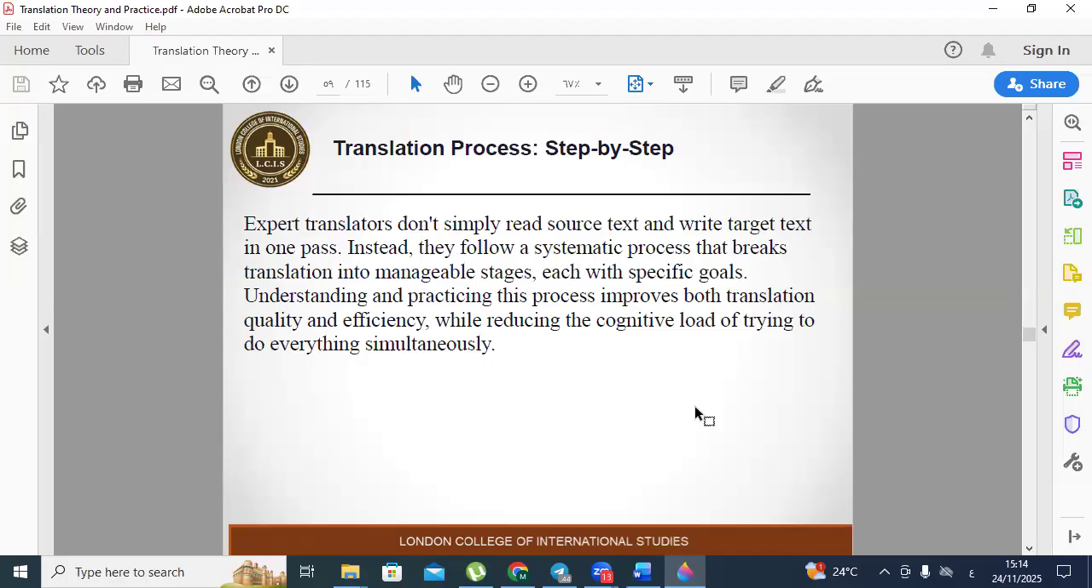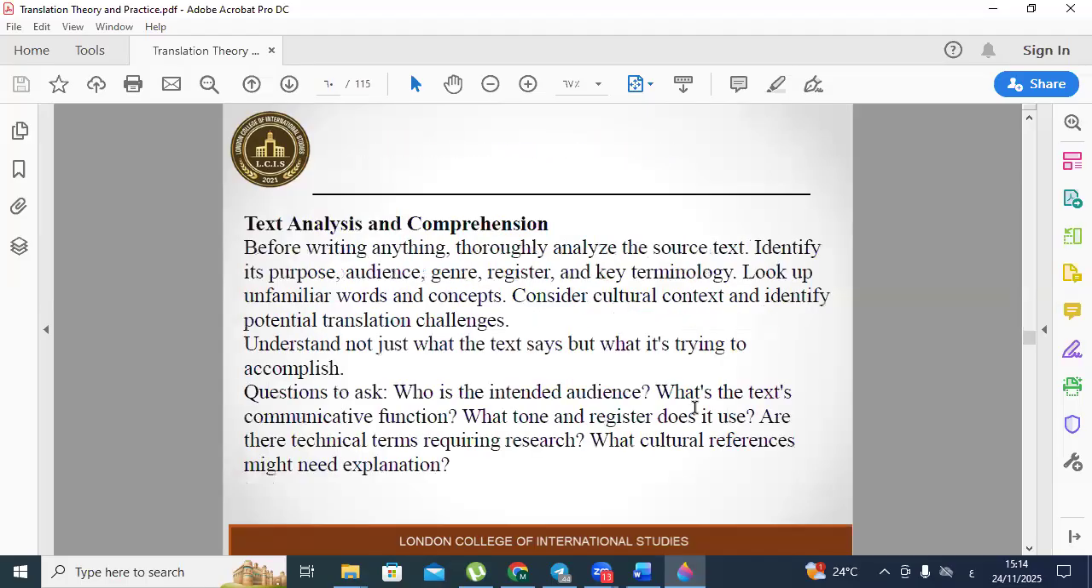Text analysis and comprehension before writing anything. Analyze the source text thoroughly. Identify its purpose, audience, genre, register, and key terminology. Look up unfamiliar words and concepts. Consider cultural context and identify potential translation challenges. Understand not just what the text says, but what it's trying to accomplish.